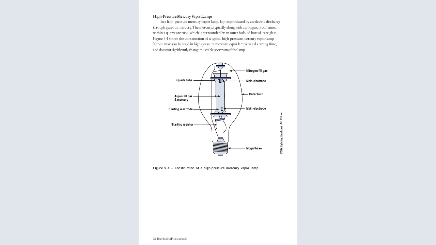In the high pressure mercury vapor lamp, light is produced by an electric discharge through gaseous mercury. So we normally have gaseous mercury there. The mercury, typically along with argon gas, is contained within the quartz arc tube, which is surrounded by an outer bulb.